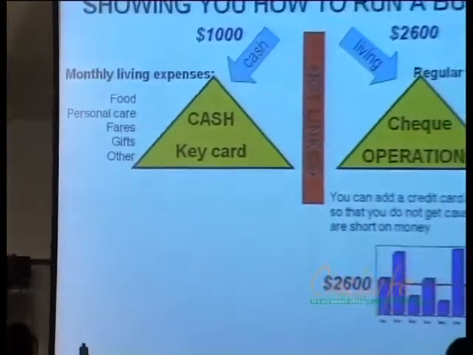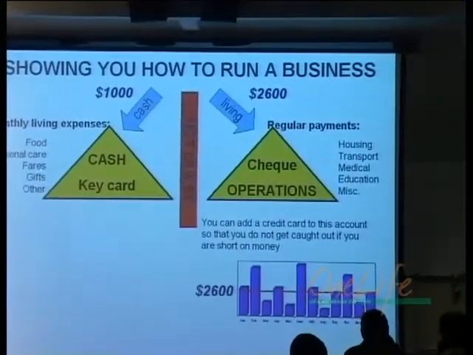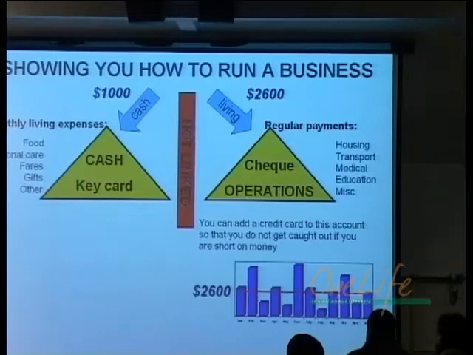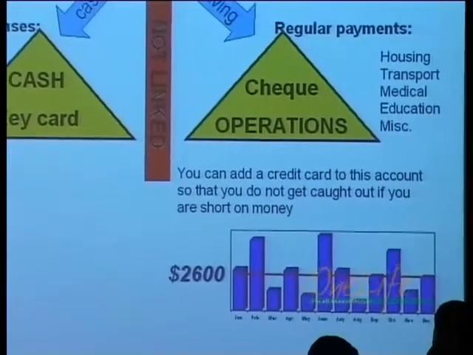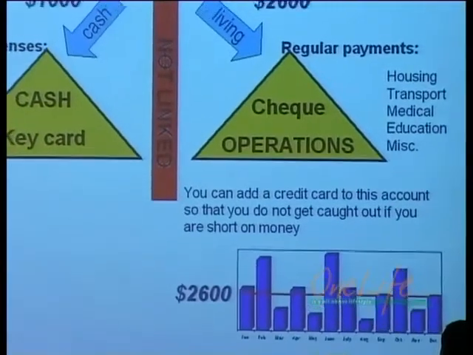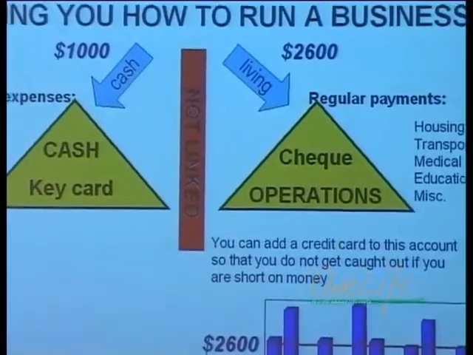This key card, cash card, is really just for food, personal care, fares, gifts and stuff. Monthly living expenses, and you'll notice they're not linked. This is not designed to have you live off the smell of an oily rag. It's just to get control of your money and to know where you are.